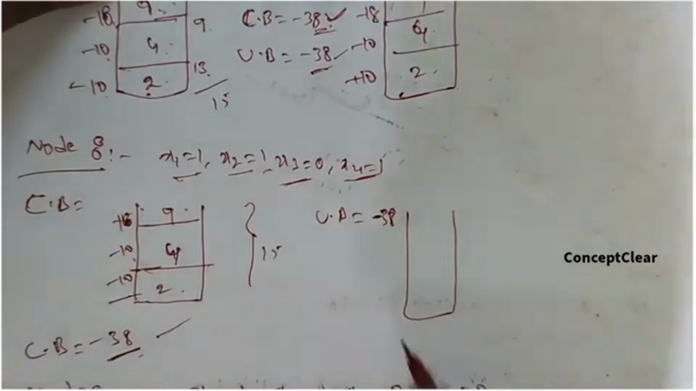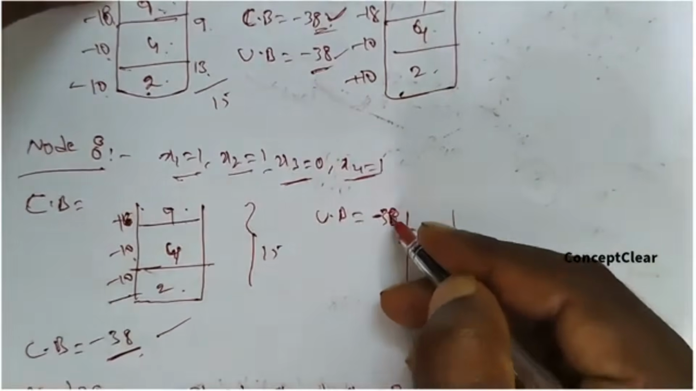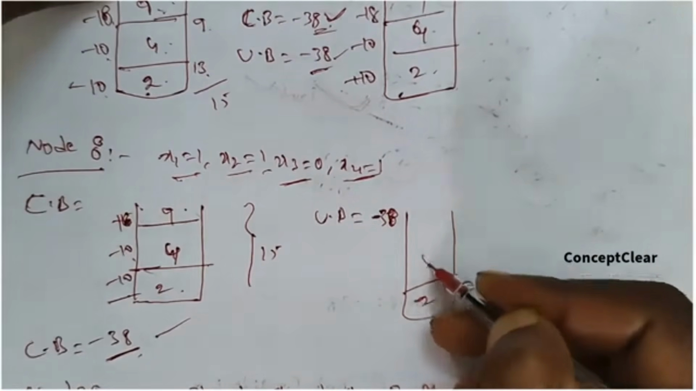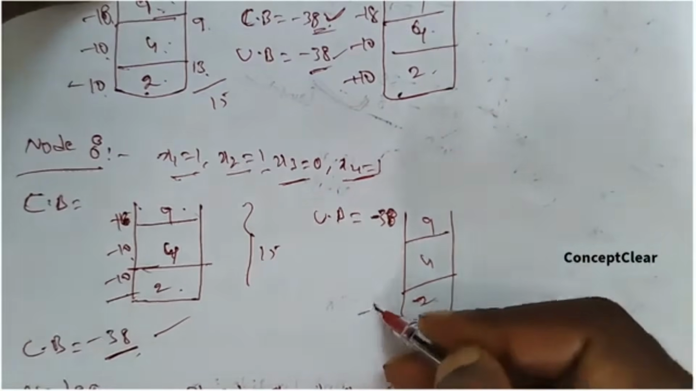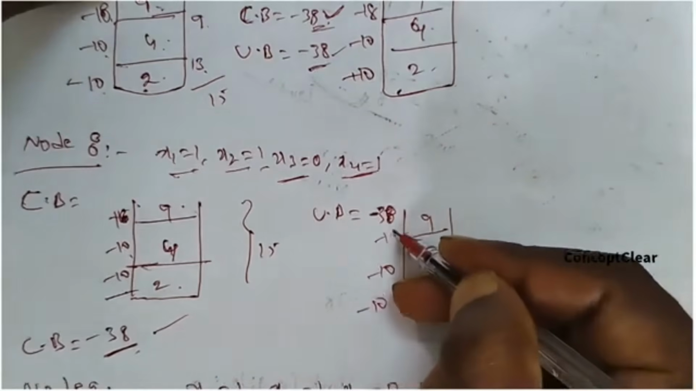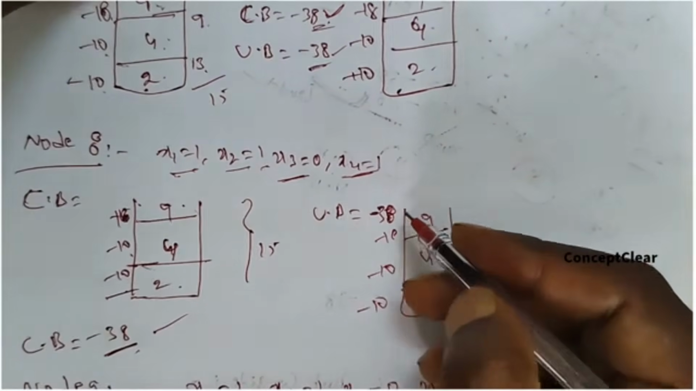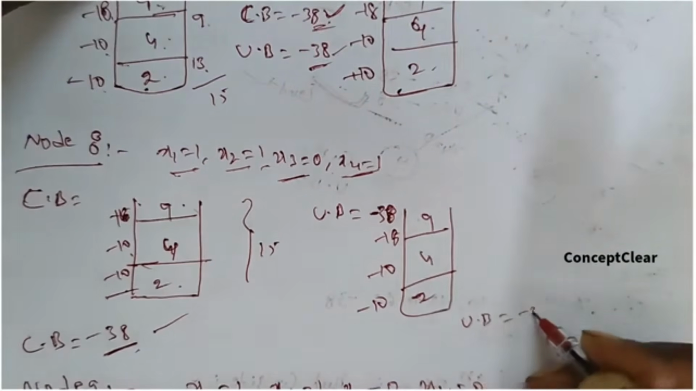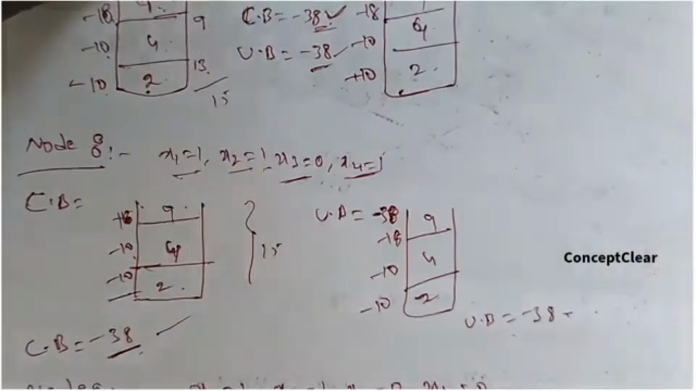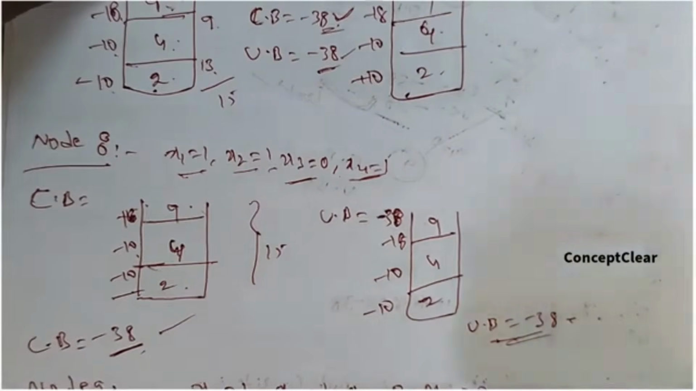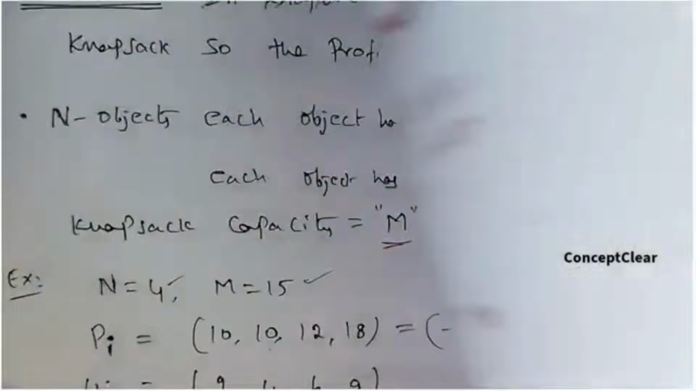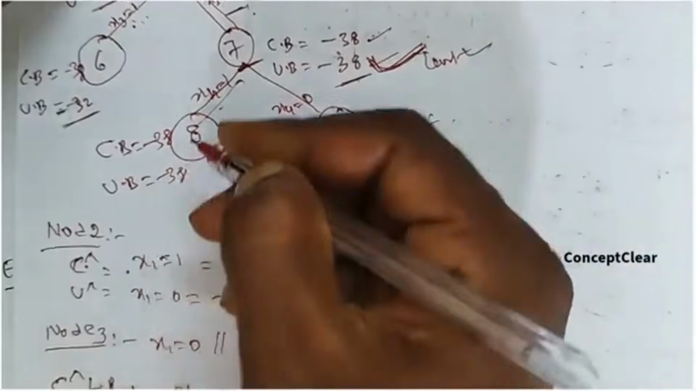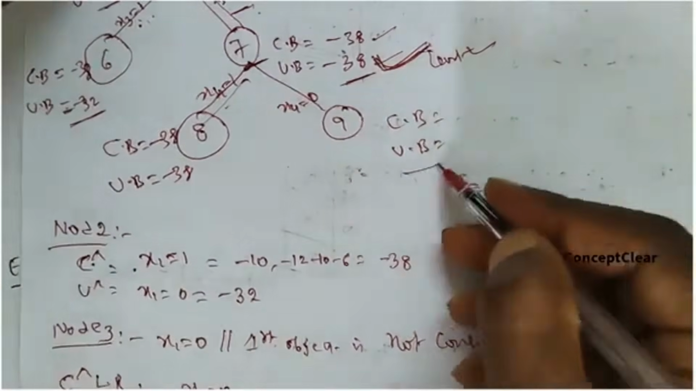And what about the upper bound value? No fraction values will be considered. Here there are no fraction values, so the same values, 2, 4, 9. So that is minus 10, minus 10, minus 18. So what is the total value? The upper bound value for node 8 is minus 38. So I am updating here the node 8 value as minus 38, here also minus 38.